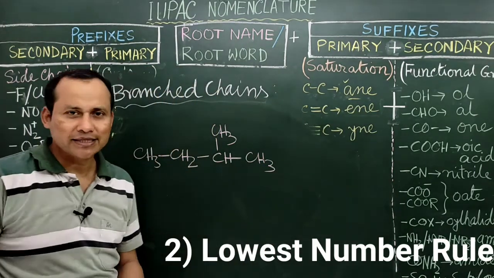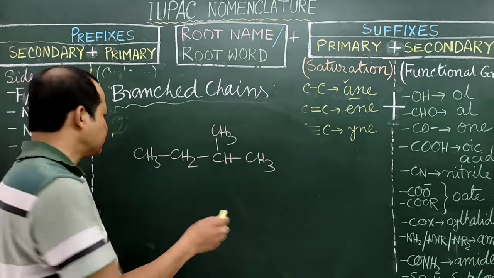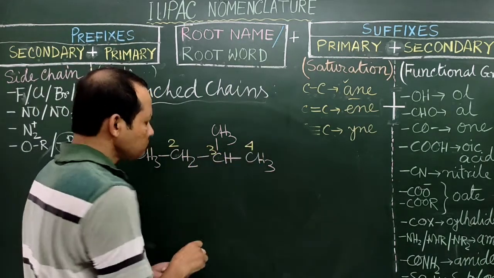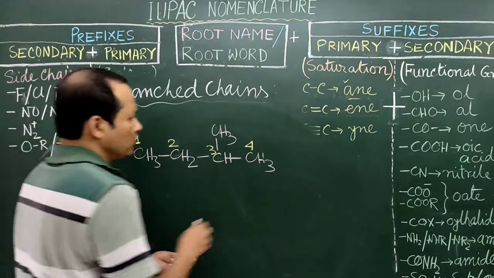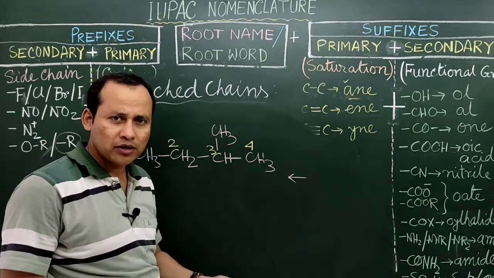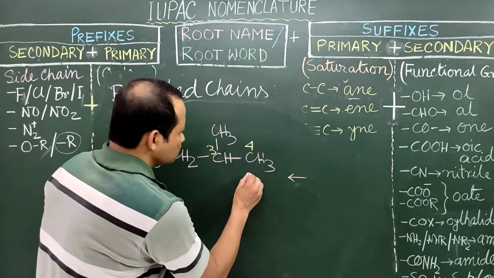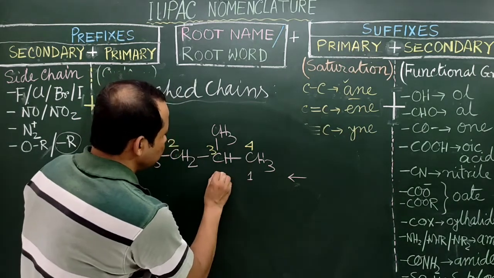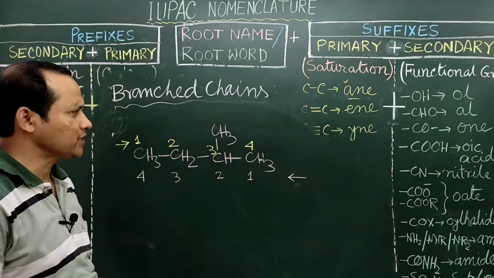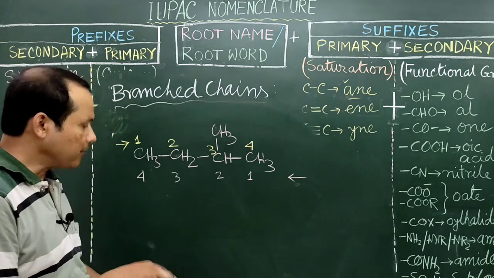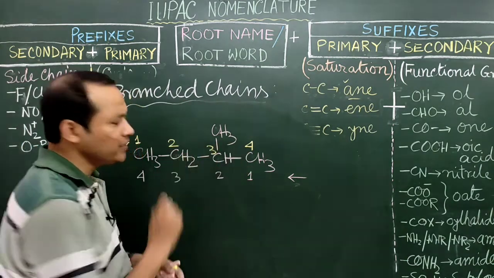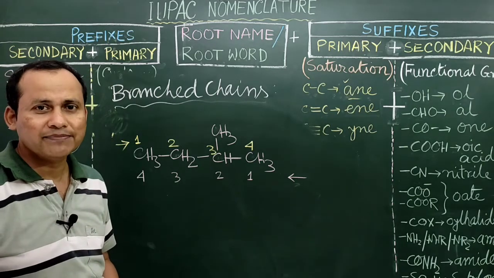Now let us consider this example. First of all, the longest carbon chain: 1, 2, 3, 4. Someone may say that no, I shall go from that direction. So is it possible? Why not? Let's see which one is correct. So first of all, 1, 2, 3, 4. So from 2 directions we have given the numbering of the carbon atoms. Now see which will be the correct way to give the numbering.